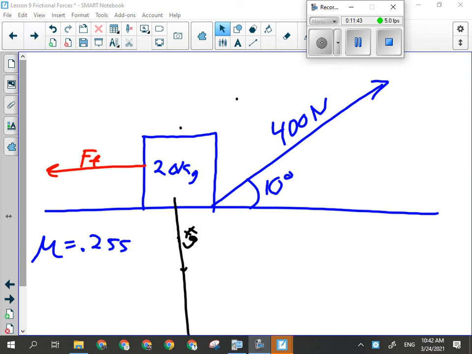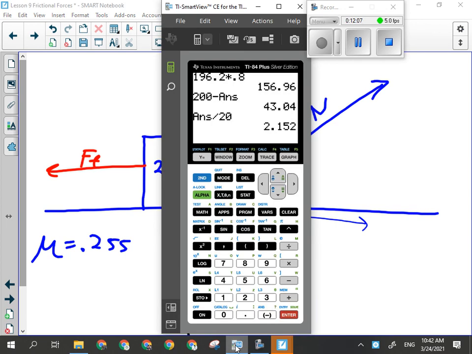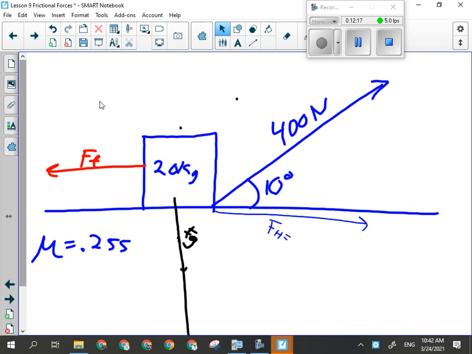Okay, so on a question like this, because we know the box is moving horizontally, we want to try and remove the angled force. And we remove the angled force by finding its components, vertical and horizontal. So we're going to find what the horizontal component is. We'll call that force horizontal, and that's simply going to be the cos of 10 times 400. So 393.92 newtons.